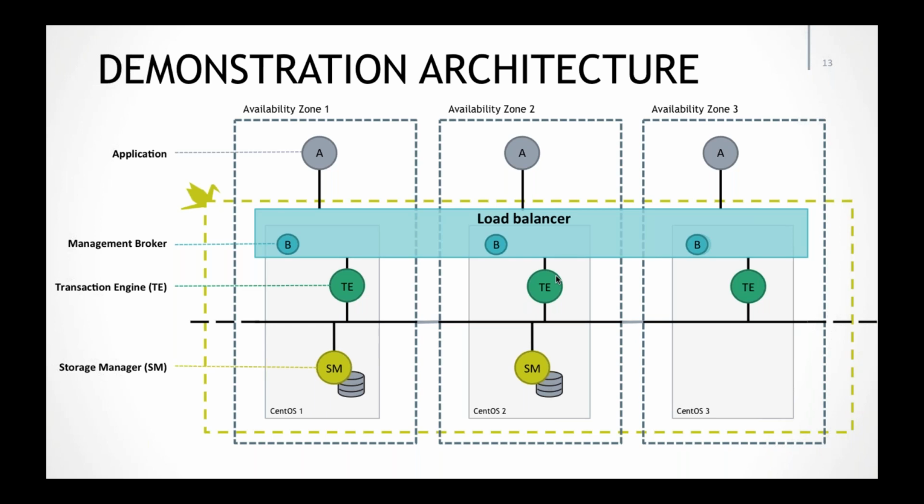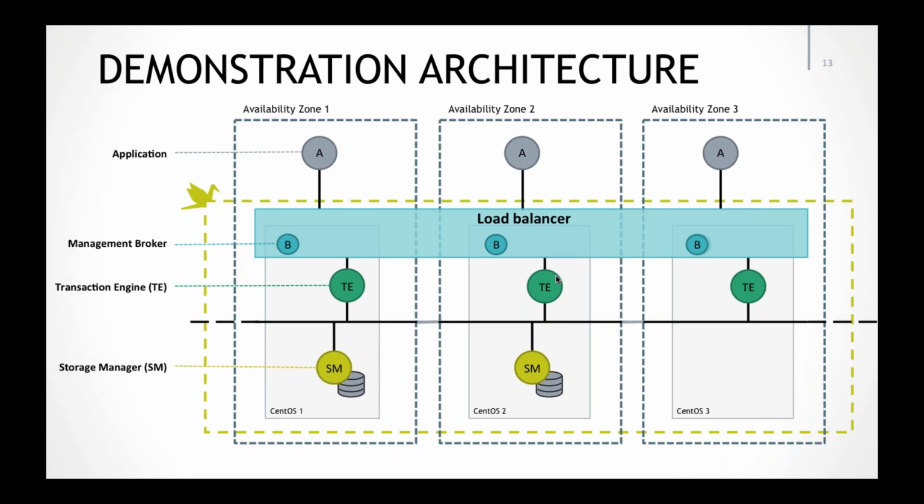Now, in this case, we're going to go ahead and bring up a 3rd zone. We're just going to put a TE out there for some additional application transaction processing power. But we're not going to put an SM there because we already have 2. And for this particular application, 2 will be sufficient. We're going to be protected should we lose an SM. We have another.